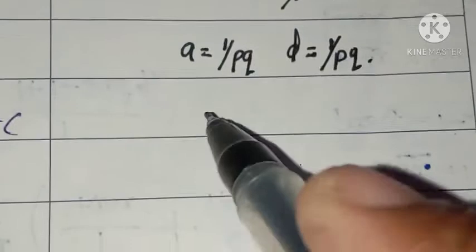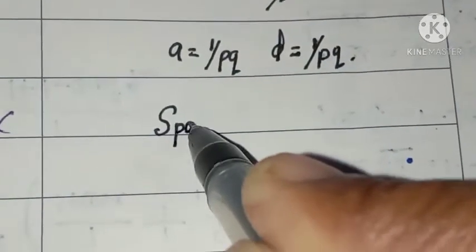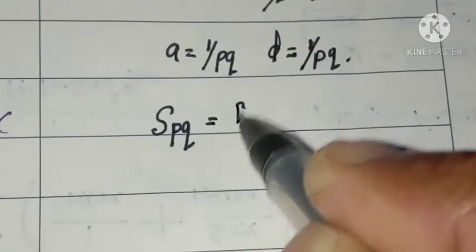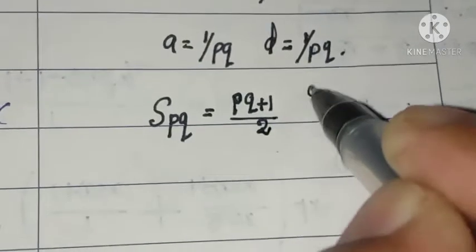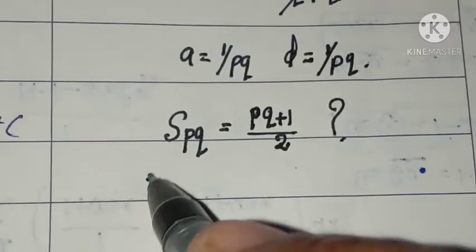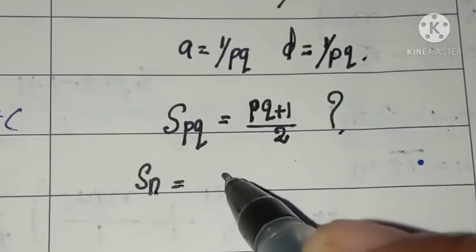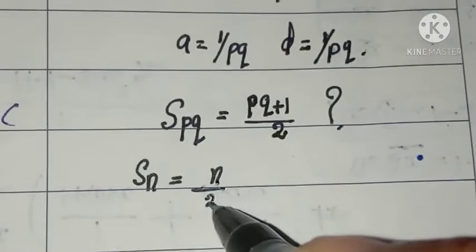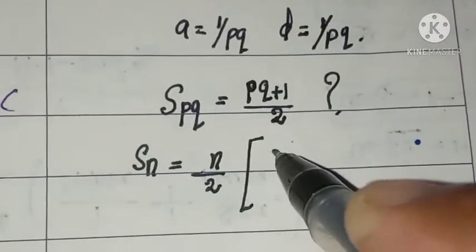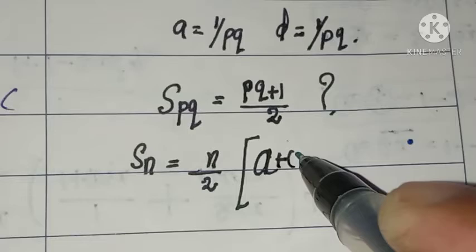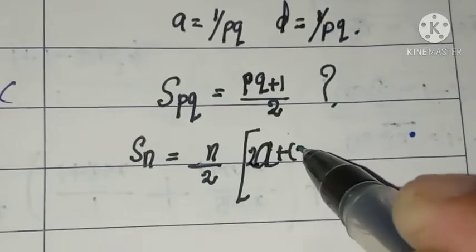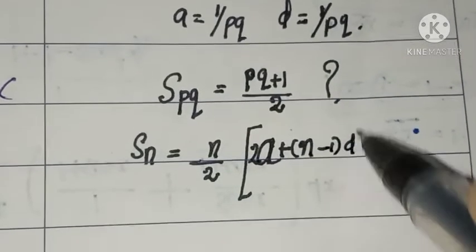Now our question is to prove that the sum to pq terms is equal to (pq plus 1) by 2. This is what we need to prove. So write the formula for Sn. What is Sn? n by 2 into 2a plus n minus 1 into d.